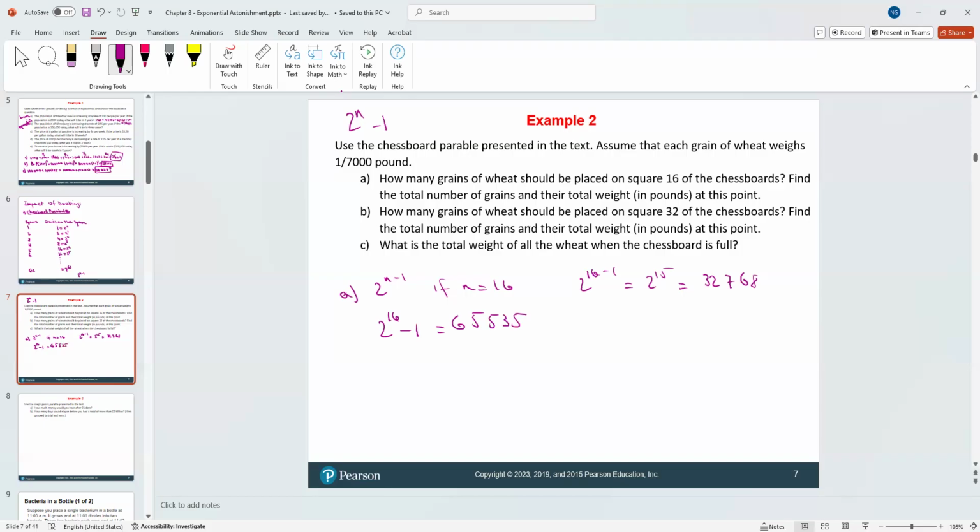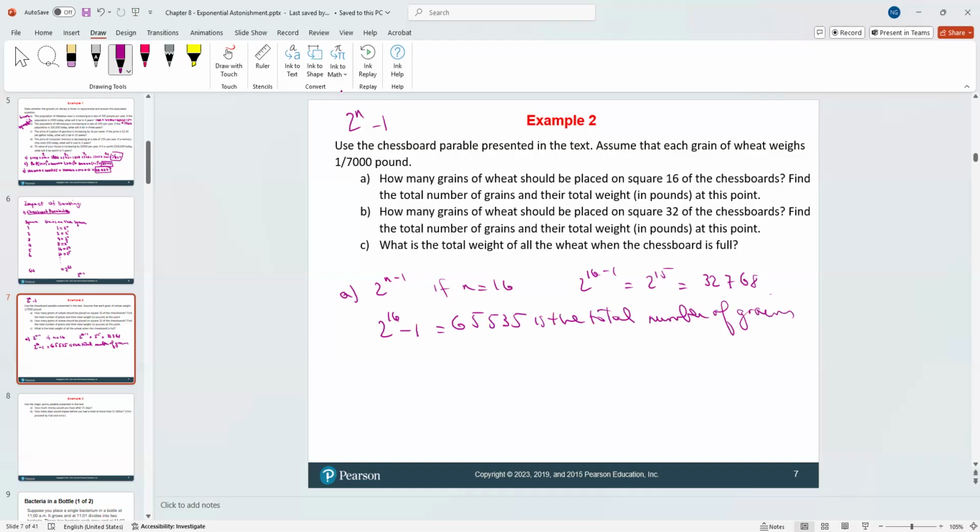65,535. All right. So we said 32,768 grains placed on the 16th square. So the total number of grains would be this one.